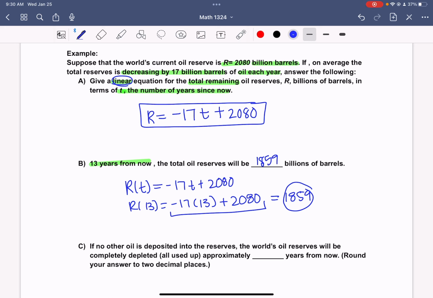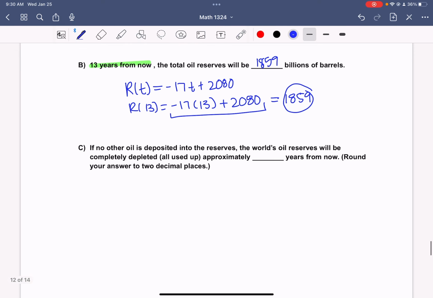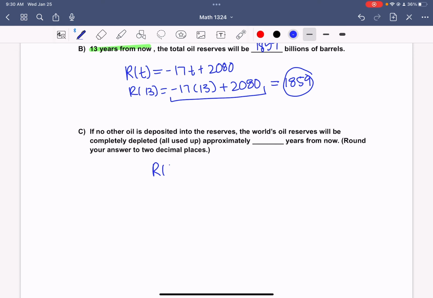Part C says, if no other oil is deposited into the reserves, the world's oil reserves will be completely depleted, all used up, approximately blank years from now. Round your answer to 2 decimal places. If I'm looking at my equation, R of t equal to negative 17t plus 2080, I'm not going to play around with numbers and start plugging in years to see what happened. I'm going for very exact answers.